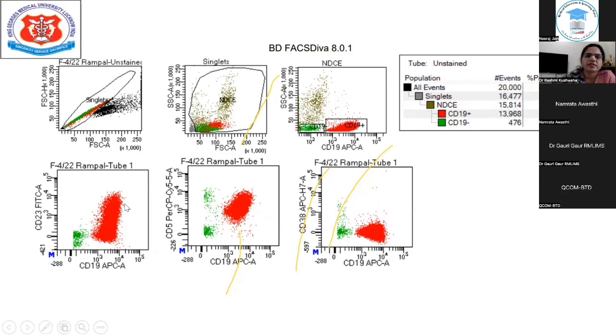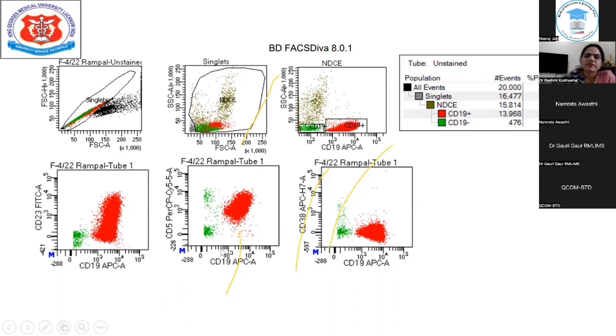So let's see what is the expression of other markers. On the CD23 versus CD19 plot, we can make out there is a heterogeneous expression of CD23. Now, what do we mean by the term heterogeneous expression? Heterogeneous expression means certain cells are negative for CD23, some are expressing it dimly, and some are expressing bright CD23 marker. So this is called the heterogeneous expression.